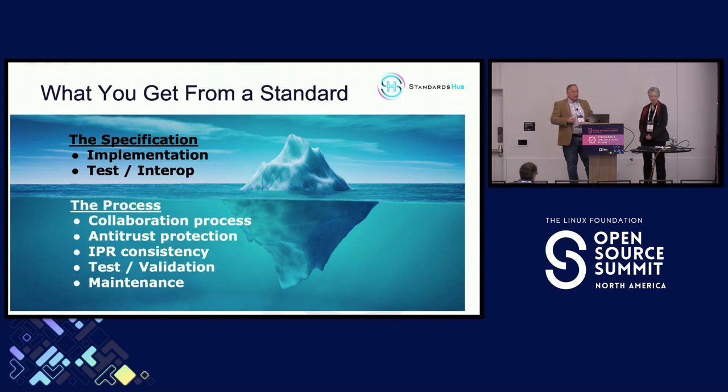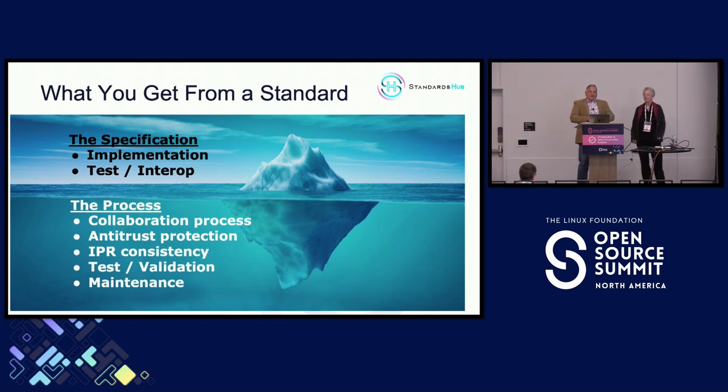But below the surface is something that's absolutely more important in many cases, and that's the process. The first thing is that you have a collaboration process, because you're putting a bunch of engineers from competing companies together and you're trying to reach a technical consensus. And there is an art to reaching technical consensus like that. You also have the benefit of antitrust protection because you have competitors in the room, you're sharing information, and there are protections that are available within the confines of a standards body that allow you to work together without getting yourself into legal trouble.